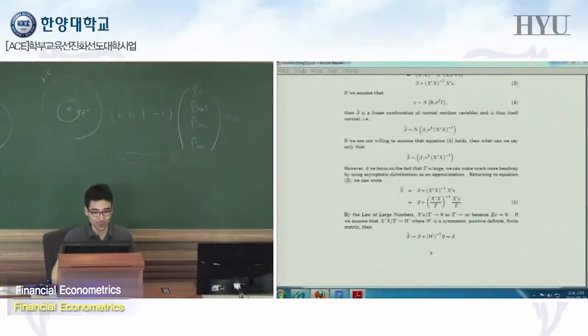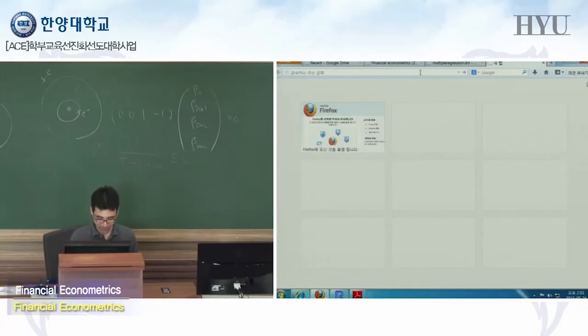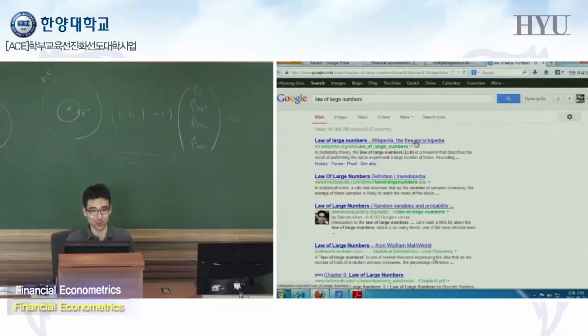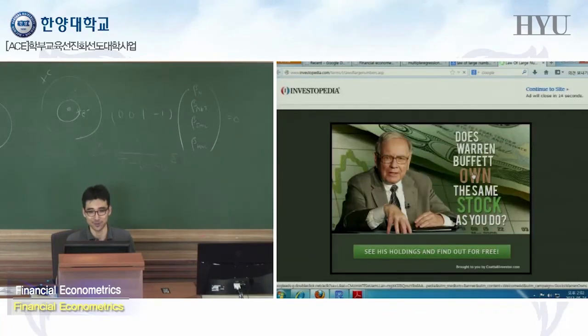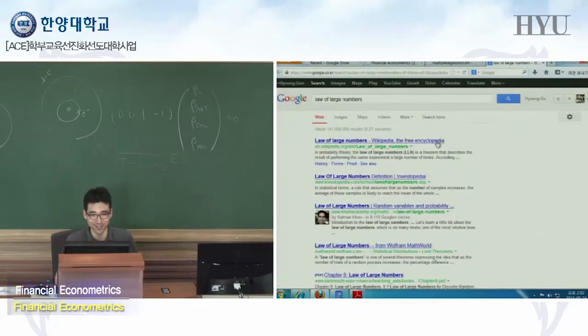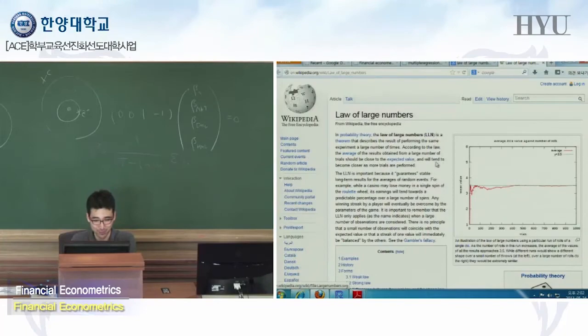Okay. Let's take a look at the easy version of the law of large numbers. Let's take a look at Wikipedia, Investopedia. I don't like it. Wikipedia. And the law of large numbers is very important.